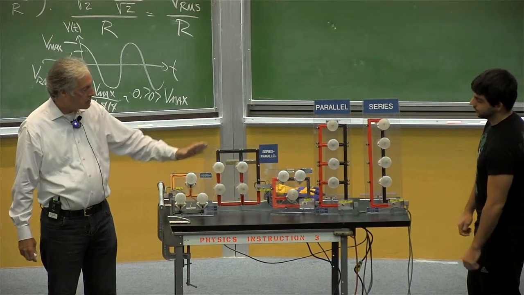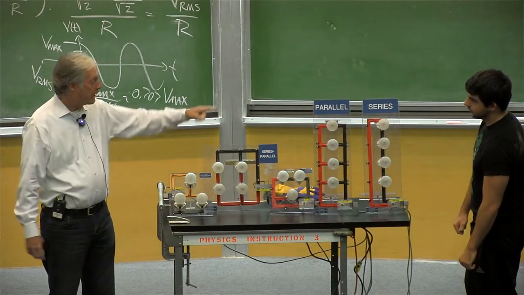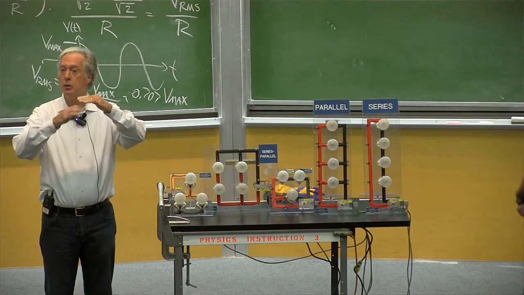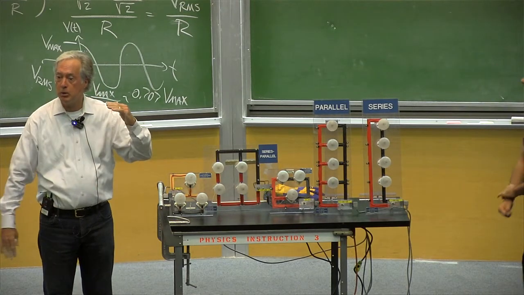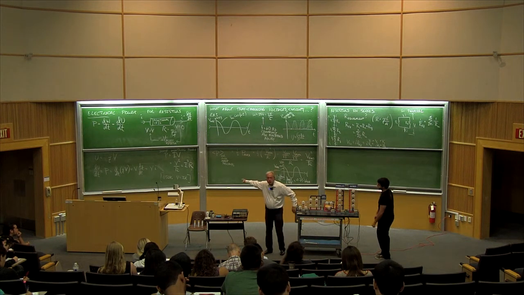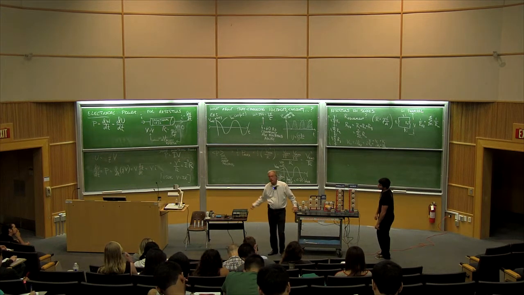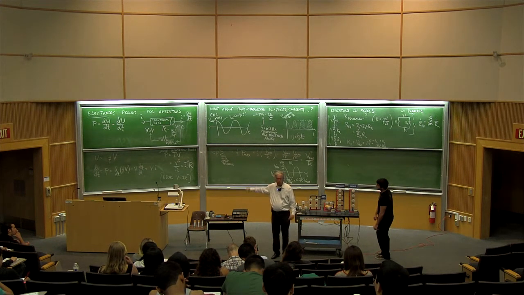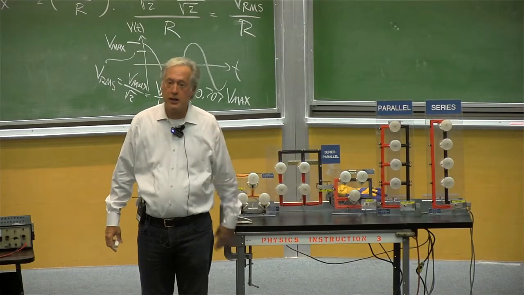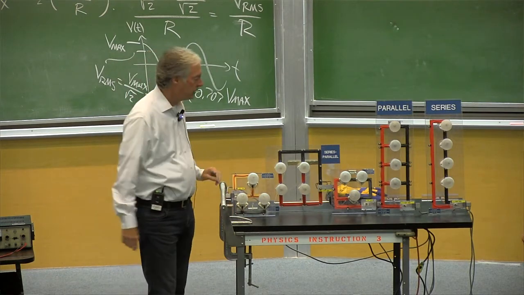So these in parallel were seeing the full voltage. The ones in series were seeing 1/4 of the voltage per bulb. A quarter of the voltage. V squared is what then? 1/16. 1/16 of the power per bulb times 4 bulbs. We're not getting much light that way, are we? It's mood lighting.